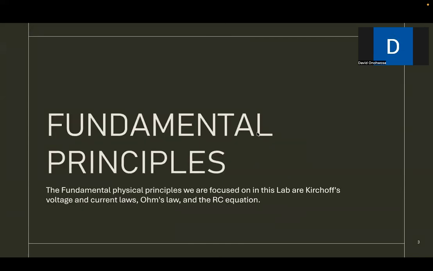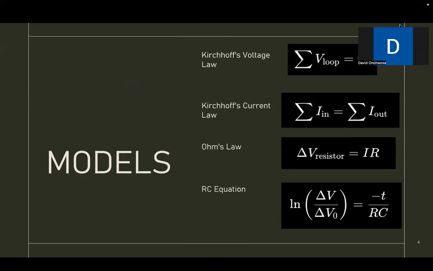So the fundamental principles for this lab are Kirchhoff's voltage and current laws, Ohm's law, and the RC equation, which are modeled here. So as you can see, the summation of the potential will be 0 within the loop. And then this allows us to linearize our RC in order to find our actual resistance constant.